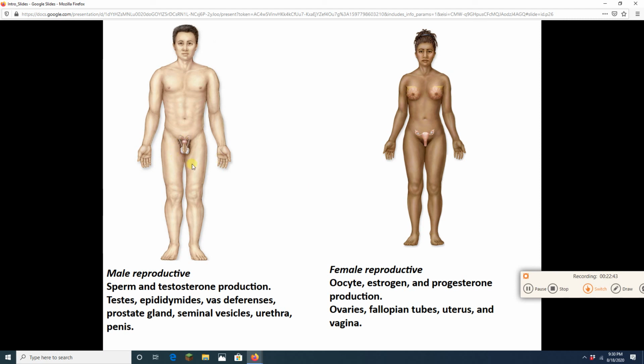Male repro system, producing sperm and testosterone. We got a lot of organs: the testes, the epididymides, the vas deferens, the prostate, the seminal vesicles, the urethra, and the penis. For the female reproductive system, we got the production of sex cells like oocytes, plus hormones like estrogens and progesterone. And we have organs like the ovaries, the fallopian tubes, the uterus, and the vagina. All right, that was our quick, I get that word quick is in quotes, run through the organ systems, okay?